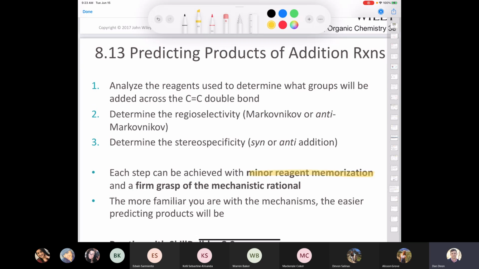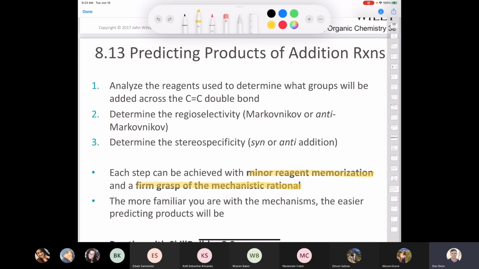Now, minor reagent memorization. Why? Because if you have a firm grasp of the mechanisms that I showed you today and the ones that I asked you to be familiar with, the greater understanding you have of mechanisms, the easier memorizing the reactions becomes. Another thing that I find, and this is my personal experience, and I think a lot of students have this experience too, is the more you go over the practice problems, eventually it just gets stuck in your head. You can't forget it. But again, students have all kinds of different ways to memorize reactions.